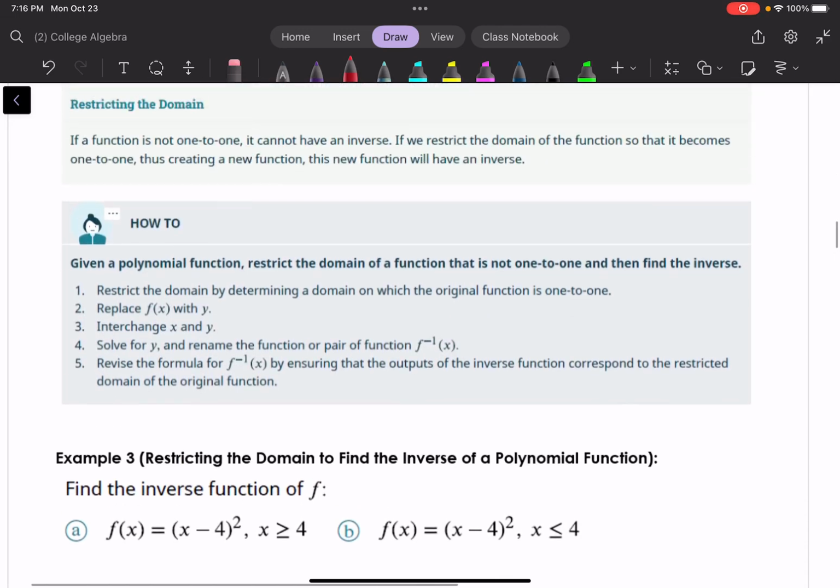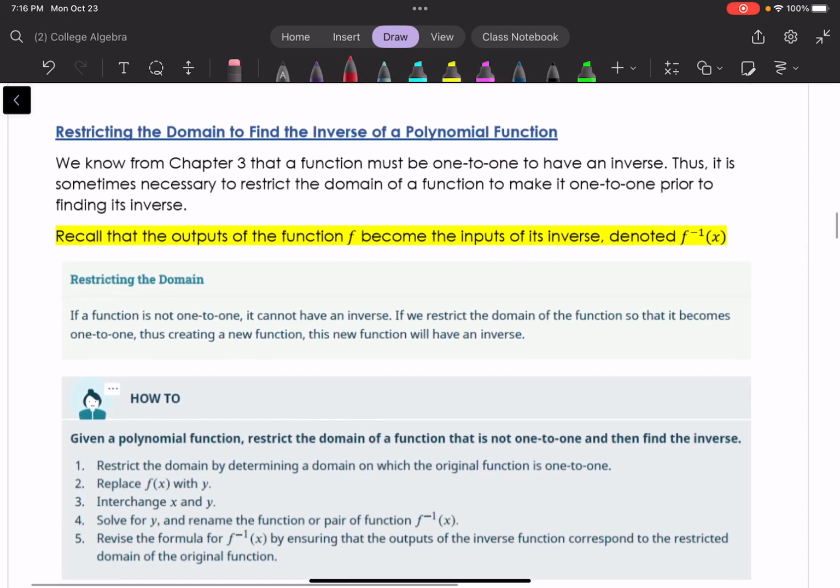Right, so moving on to the next section, we'll learn to restrict the domain to find the inverse of a polynomial function. So we know from earlier in this section in chapter 3 that a function must be one-to-one to have an inverse. Thus, sometimes it is necessary that we restrict the domain of a function to make it one-to-one prior to finding its inverse.